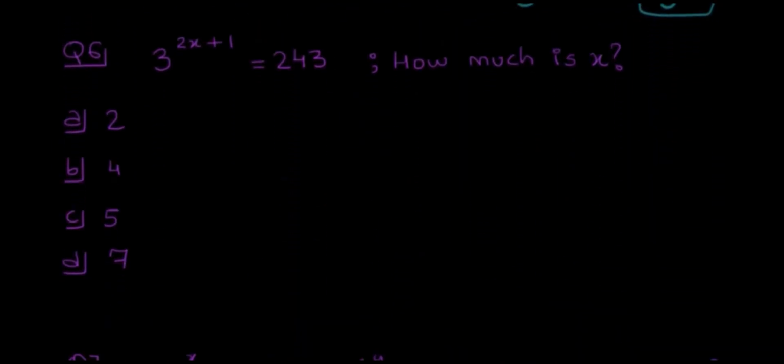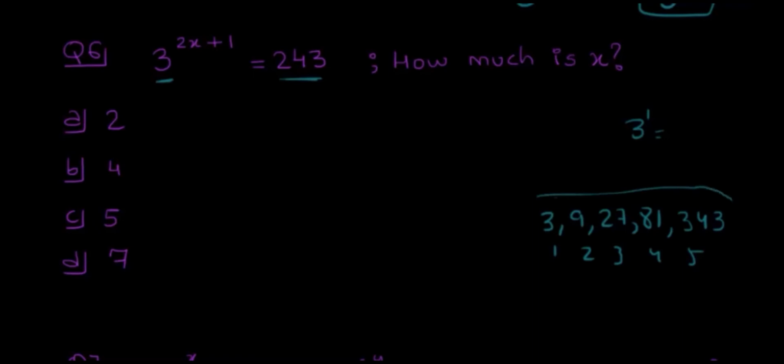Again, when I'm looking at this, no way can I find out the answer. I need to have the same power of the same base. But I've got a 3 here, and I know this comes from the powers of 3. 3 to the power 1, 3, 9, 27, 81, 243. So that's 1, 2, 3, 4, 5. That's in the powers that we're supposed to internalize in the beginning of this lesson. So I'd rewrite it as 3 to the power 5.